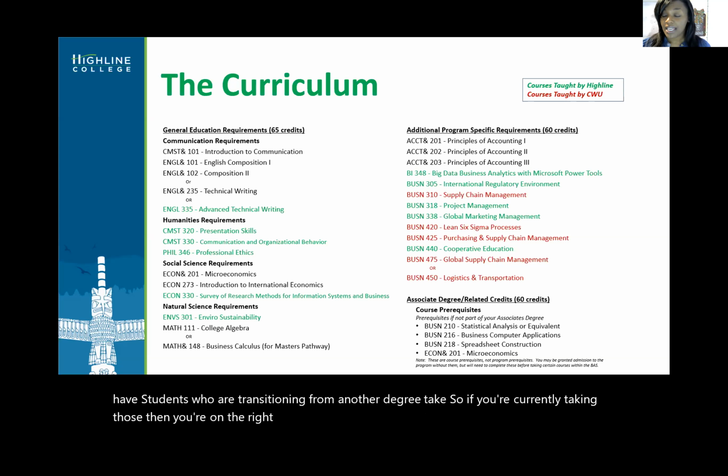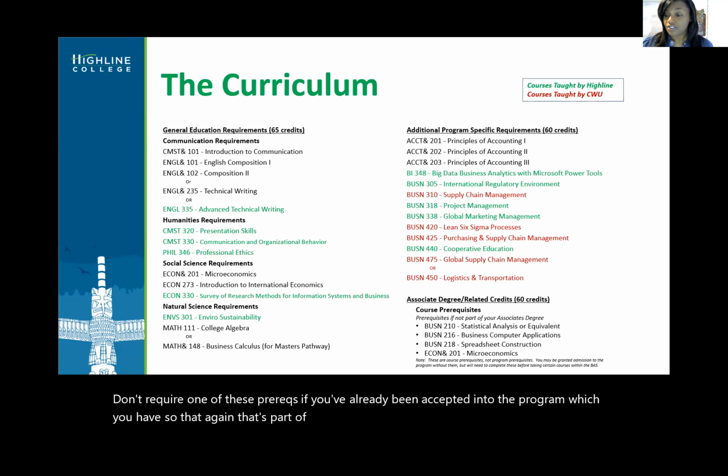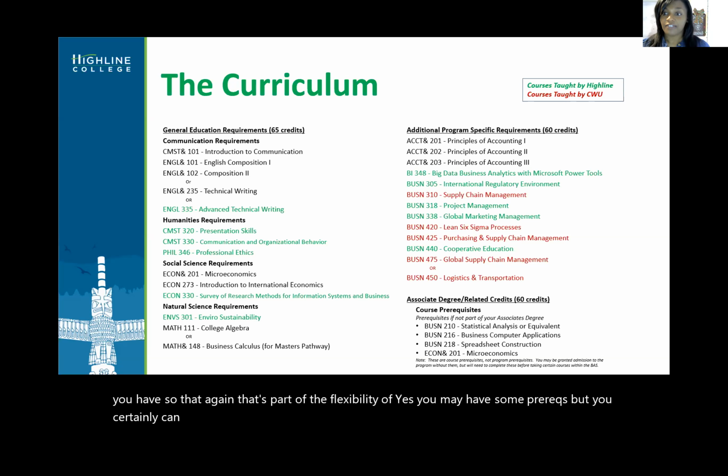And you certainly would be able to take some of the 200, 300 level, and even 400 level classes that don't require one of these prereqs if you've already been accepted into the program, which you have. So that's part of the flexibility: yes, you may have some prereqs, but you certainly can still qualify for taking some of your additional 300 level classes provided that they're available.